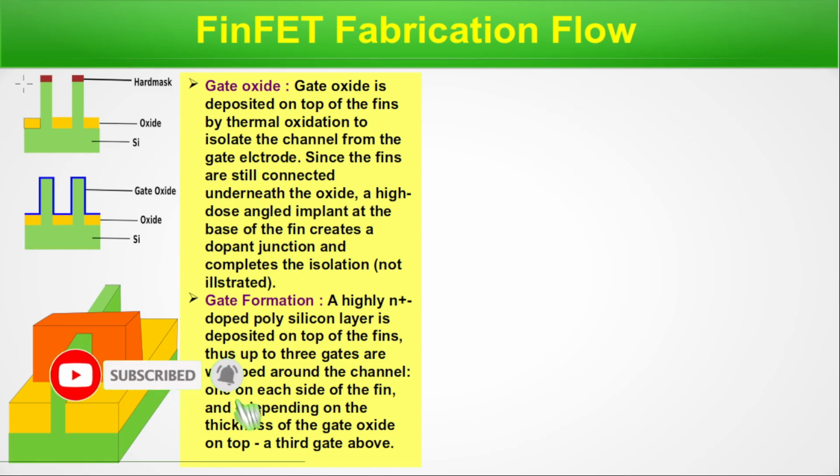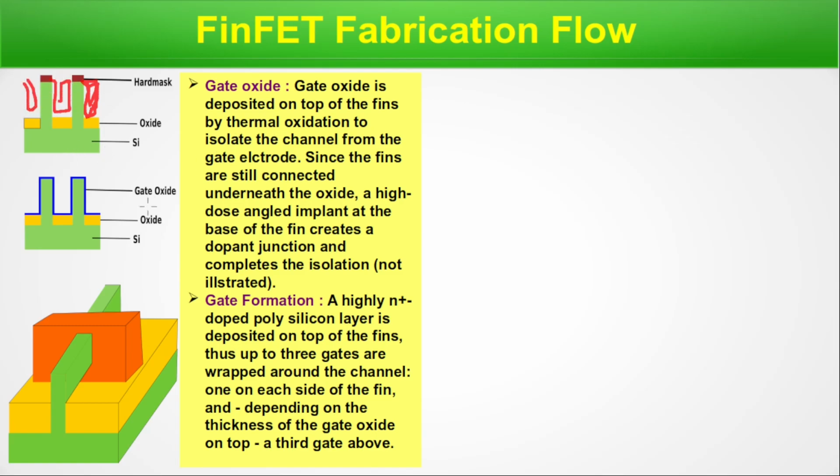In last slide, we have talked about recess etching. By doing that, this area of oxide is removed, and we get this structure. Now deposition of gate oxide. Gate oxide is deposited on top of the fins by thermal oxidation to isolate the channel from the gate electrode. On that, the gate electrode will be formed in between, oxide gate formed here.